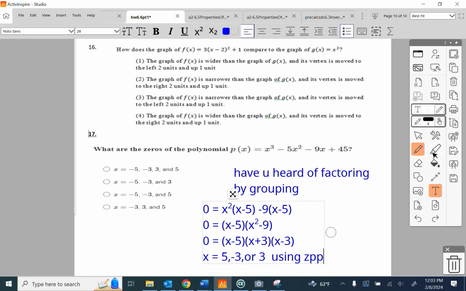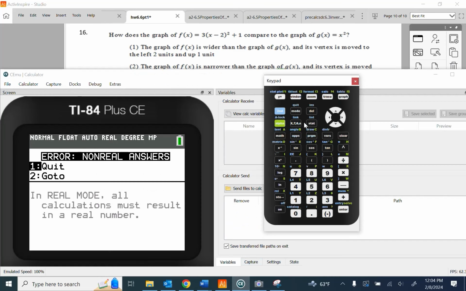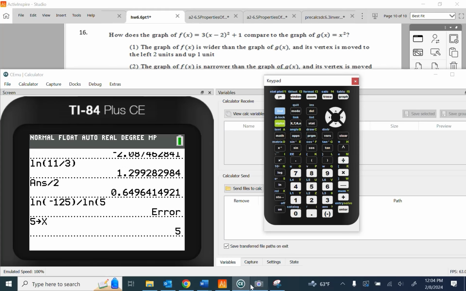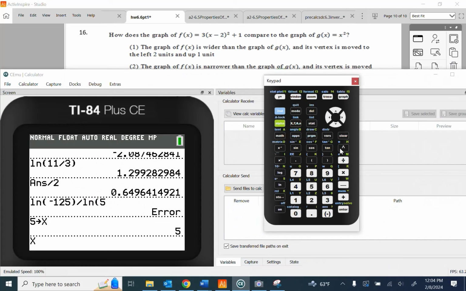And the answers make sense, by the way. It's multiple choice. You may as well learn how to test. I have positive 5. That one right there. Just go to your calculator, take a 5, store it to x, and push the equation in. X cubed minus 5x squared.